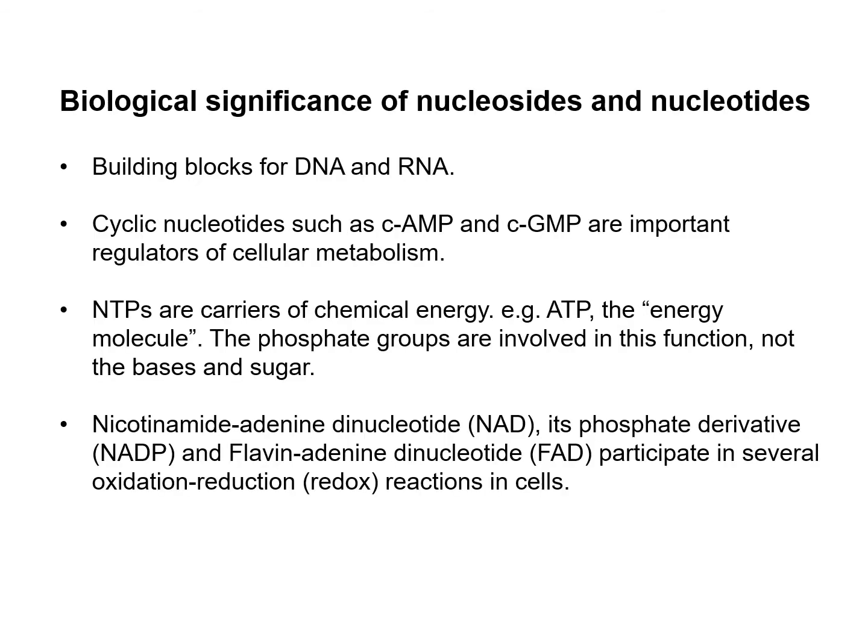So what are the biological significances of the nucleosides and nucleotides? First, they are the building blocks of DNA and RNA, so they must be there for transferring and also inheriting information for sustaining life. And cyclic nucleotides such as cyclic AMP and cyclic GMP are important regulators of cellular metabolism that we're going to discuss later in this course. And NTPs such as ATP, GTP, CTP, and TTP are carriers of chemical energy.